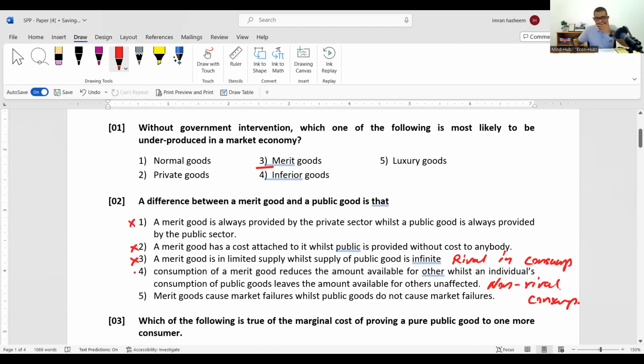Number 5, because we have to select the correct or the most appropriate answer. Number 5, merit goods cause market failure, whilst public goods do not cause market failure. No, public goods also cause market failure. Market system not providing public goods is public goods market failure, right? So that's out. Therefore, we are going to stick to our correct answer as number 4.